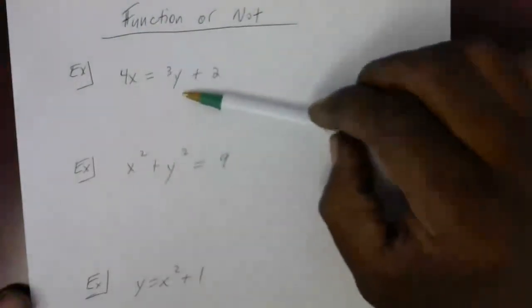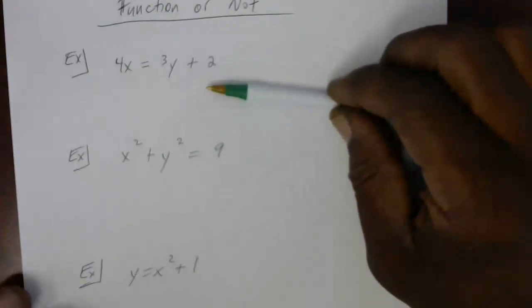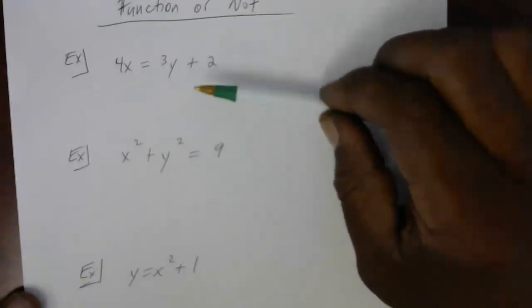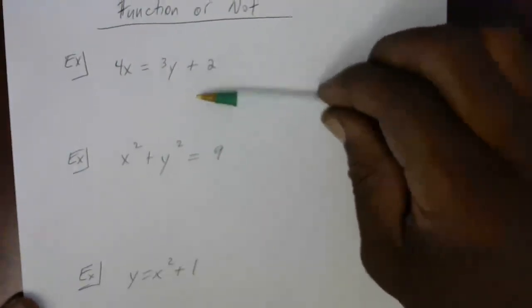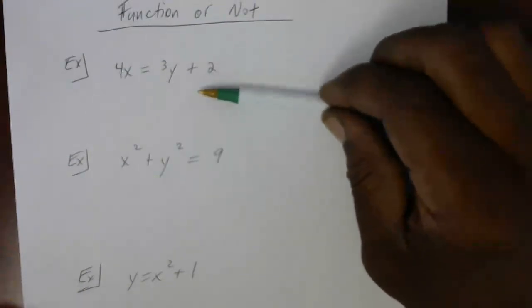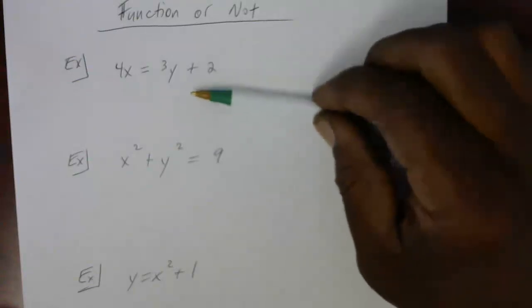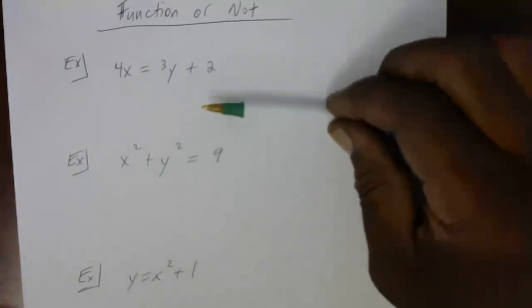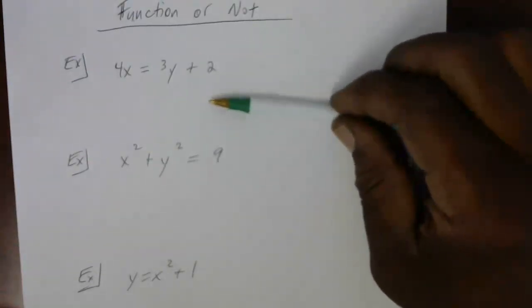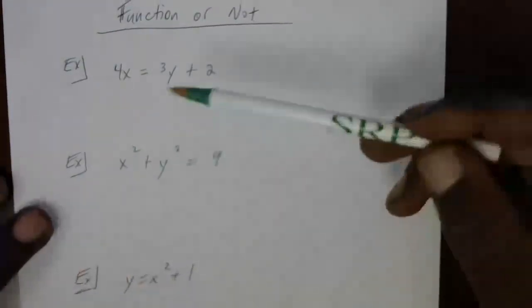But for now, if we just look at 4x plus 3y equal to 2, and if you wanted to determine if this was a function or not, you would basically solve it for y, graph it, and determine from the graph if the graph is a function.